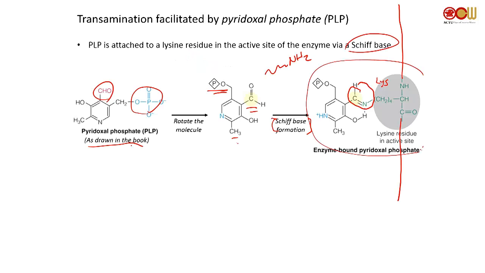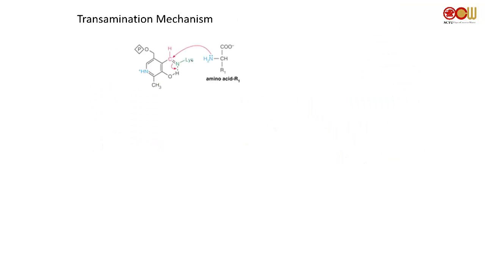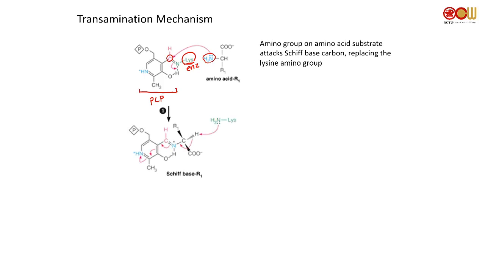Transamination mechanism. You have this active site where you have the enzyme-bound pyridoxal phosphate. It's going to look like this. This is the lysine, and this is essentially the enzyme. And here, this guy is the PLP. So far, so good? Now, this enzyme is going to take in your first amino acid. You're going to have a nucleophilic attack, binding the amino group onto the Schiff base carbon. Essentially what happens is you replace this nitrogen with this nitrogen.